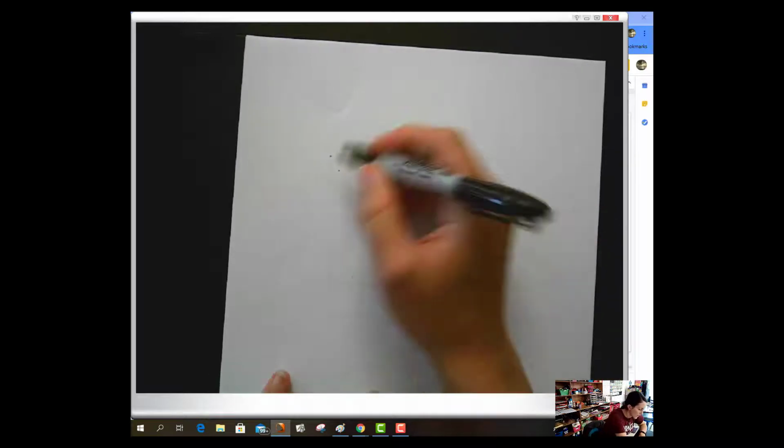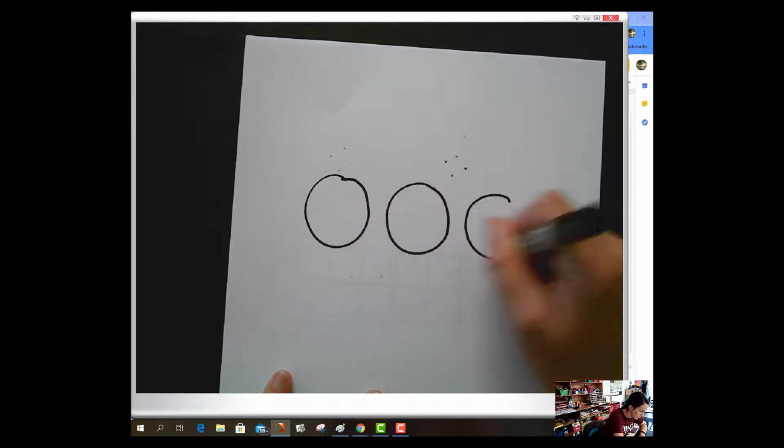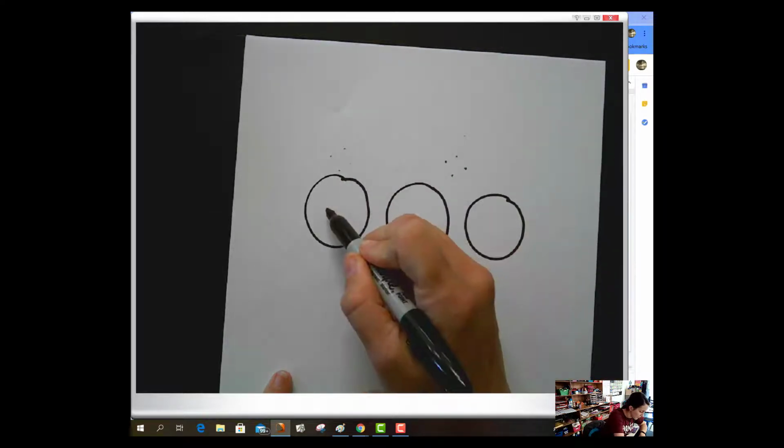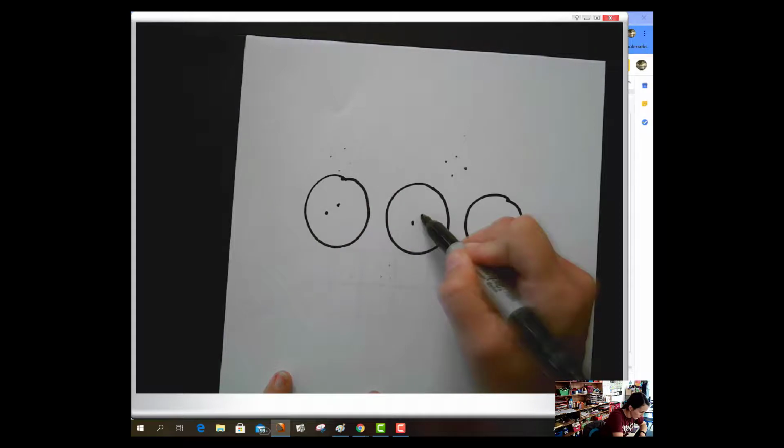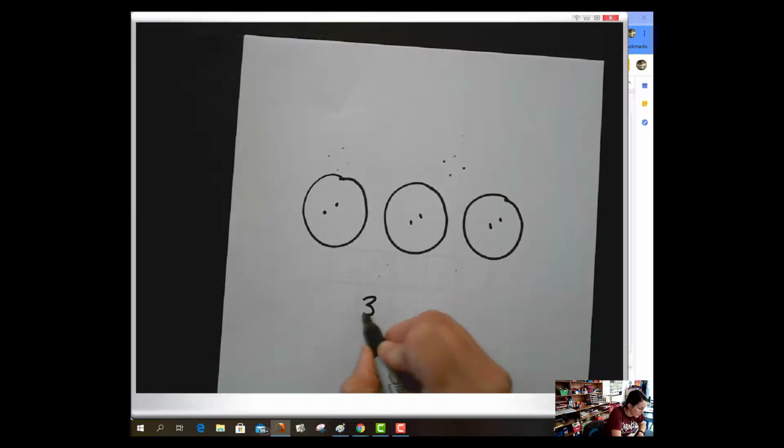So I'm going to go ahead and this time I'm going to draw 3, and in it I'm going to put 2. Go ahead and pause the video and try and write the multiplication expression for that. All right, you're back. We have 3 loops times how many are in each one? 2, right? So 3 loops, and each loop has 2 groups in it.